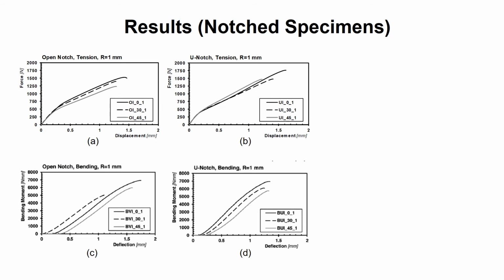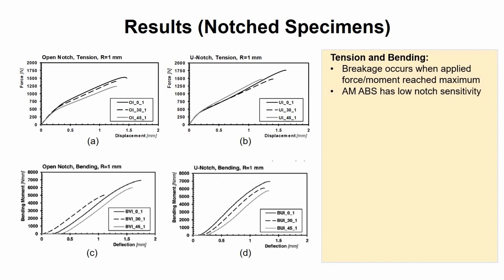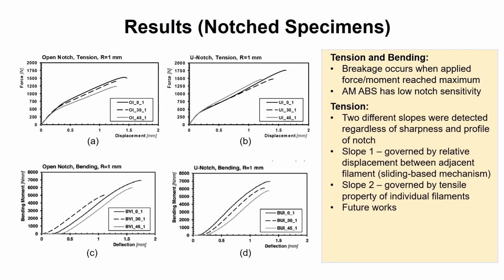From the results of notched specimens under tension and bending, as shown in figures A to D, it is observed that under both tension and bending, breakage occurs when applied force or moment has reached the maximum value. It is worth noting that the AMABS have a low notch sensitivity. Under tension, there are 2 different slopes as shown in the force versus displacement curve. This phenomenon occurs regardless of sharpness and profile of the notches.